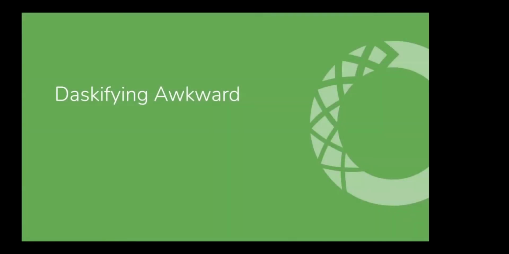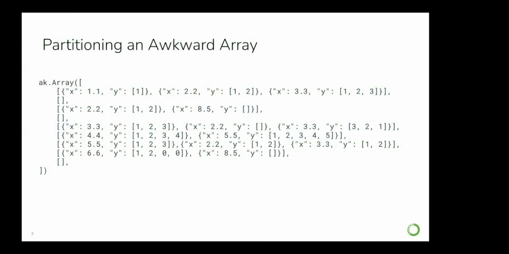Okay, so how does one Daskify Awkward? Here's an awkward array. We have some X's and Y's here, and an array of nested records. We have variable length going on here, and in each case there's some variable number of records, the braces, in each element of the array. Then within these records, there's some variable number of Y's. So we have an awkward array. The shape inside these nested layers is changing.